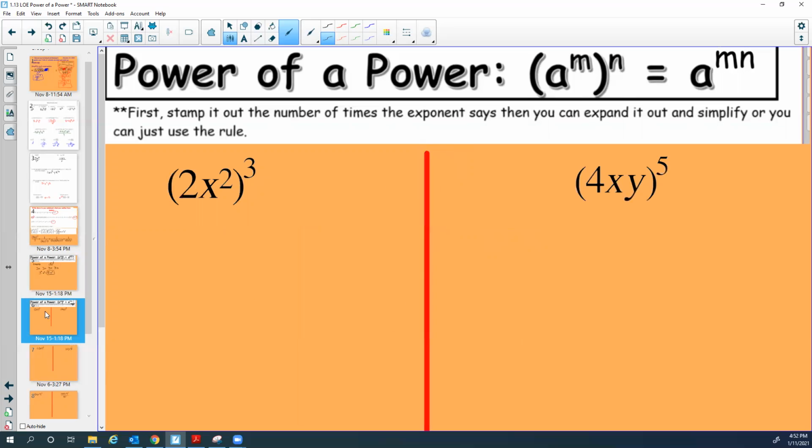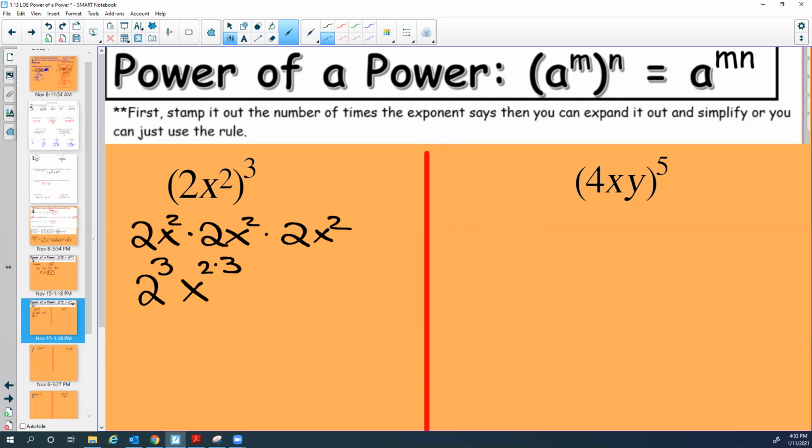All right, let's try some more of these. I have 2x squared to the third power. Again, we can stamp this out. 2x squared times 2x squared times 2x squared. Well, that means I'm doing 2 times itself 3 times, and x squared times itself 3 times. So in the end, I'm doing 2 to the third power, which is 8, and x to the 2 times 3, which is 6.